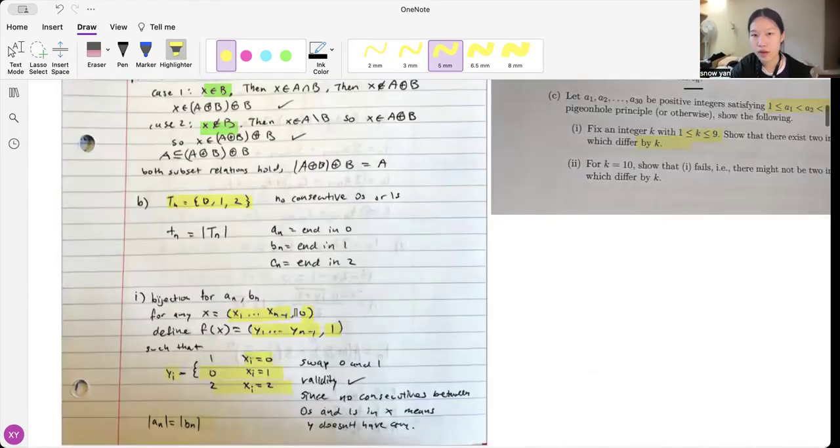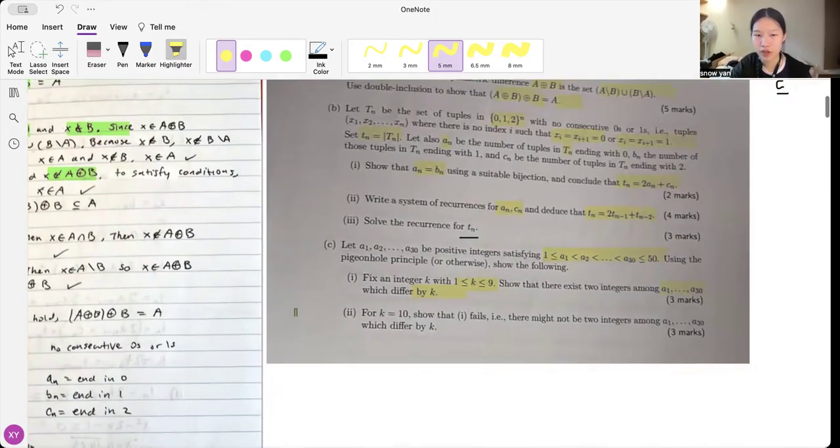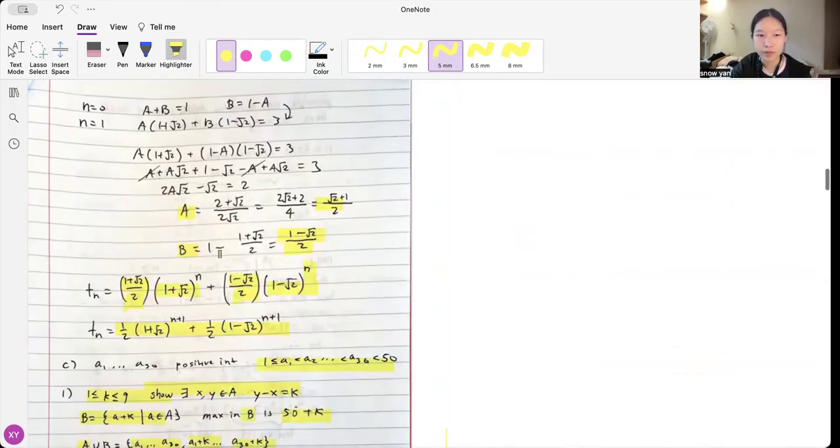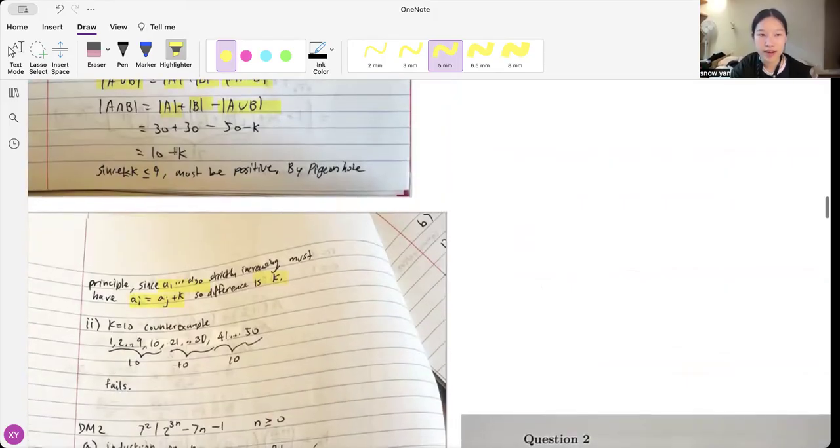And then let's do part two, our last part of this question. For k equal to 10, show that this fails. There might not be two integers among these which differ by k. So we showed here that there was 10 minus k, so that would be 0, so then there would be no repeat.